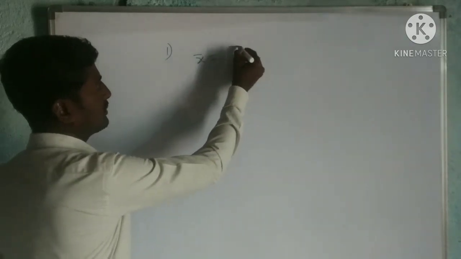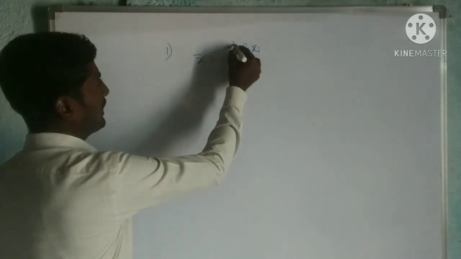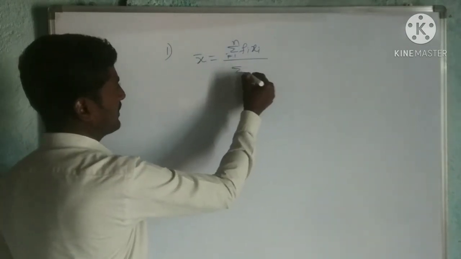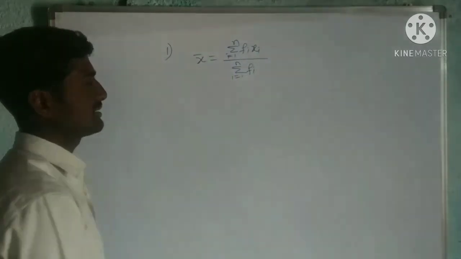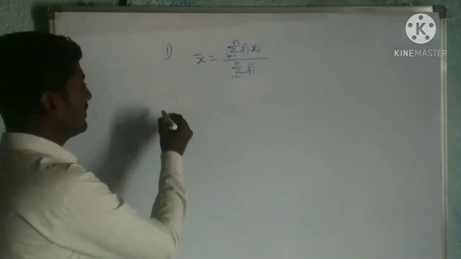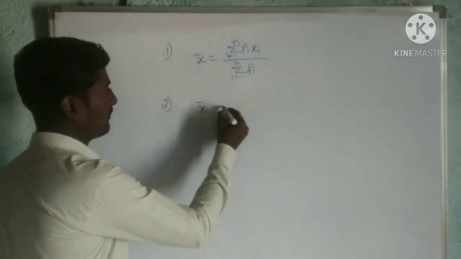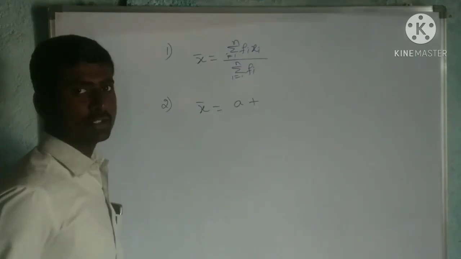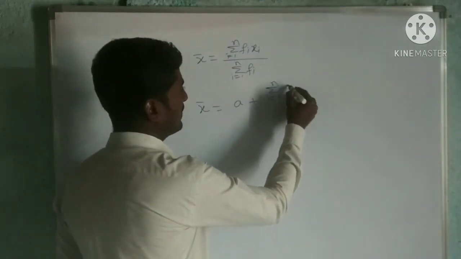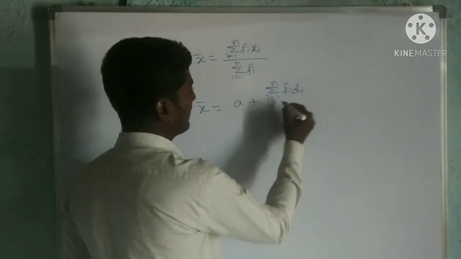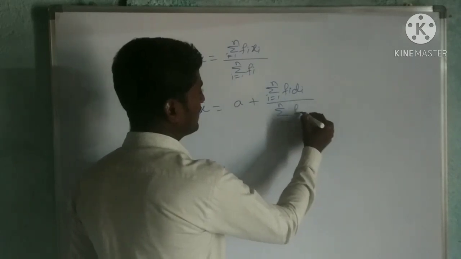x bar is equal to summation i equals 1 to n of Fi xi divided by summation i equals 1 to n of Fi. Okay, so this is the mean by direct method. Then the second one, the mean, is x bar equal to A plus, the assumed mean, plus summation i equals 1 to n of Fi Di divided by summation i equals 1 to n of Fi.